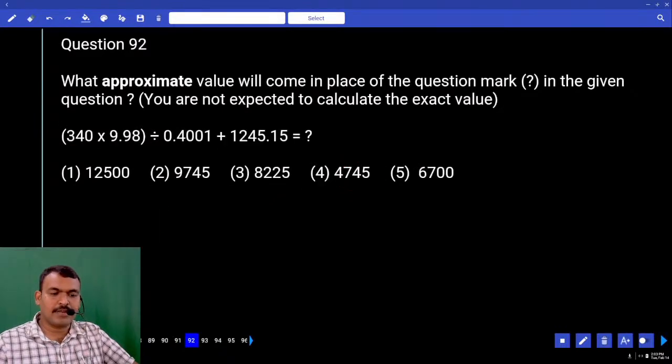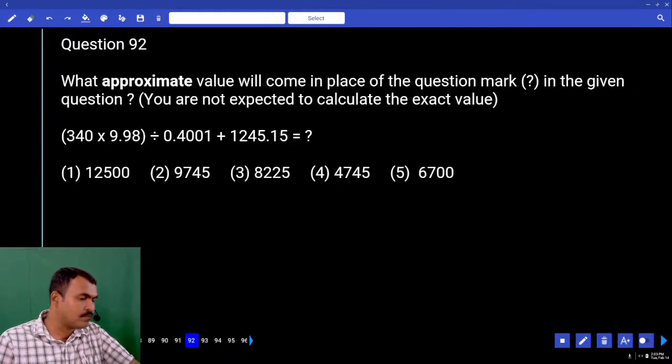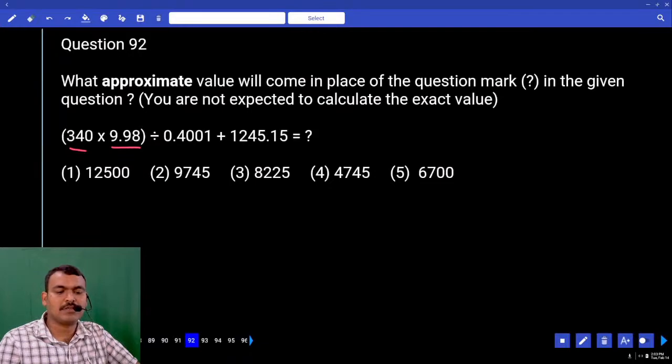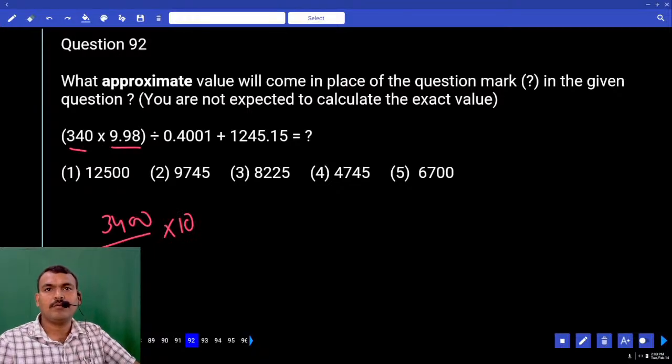First priority, left hand side bracket value in numerator, or not? First one 340 into how much? 10. Nothing but 3400. Divide by 0.4. This one I written 3400. Divide by 4 into 10, or not? Okay, means 34,000 by 4, or not?